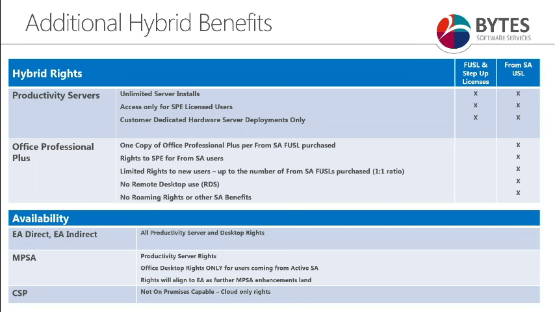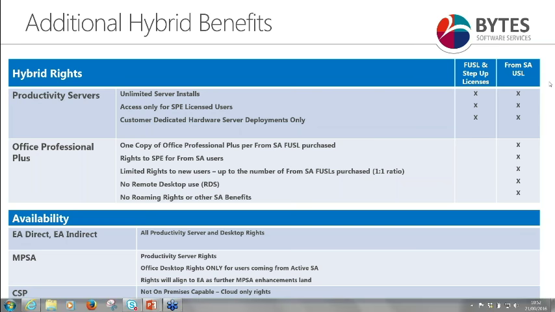Now it does have limited rights, so there are no rights to use it on a remote desktop server or Citrix, for example. So you don't get any roaming use rights. There are no home use program benefits, but typically home use program wouldn't be required because you would be using your Office 365 benefits there.